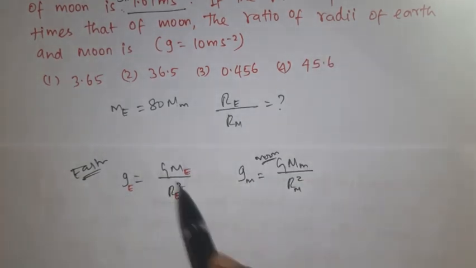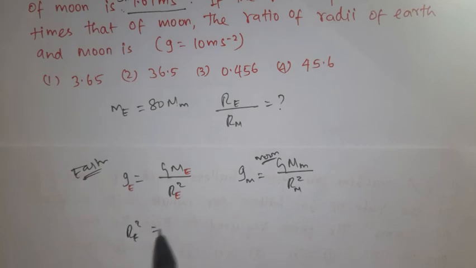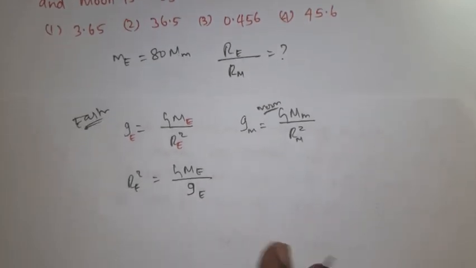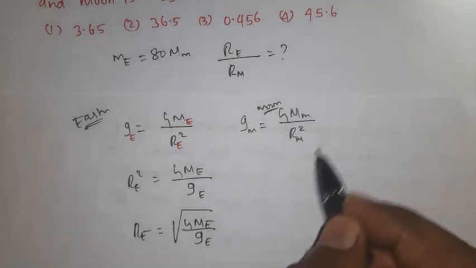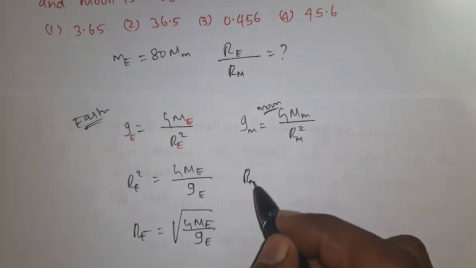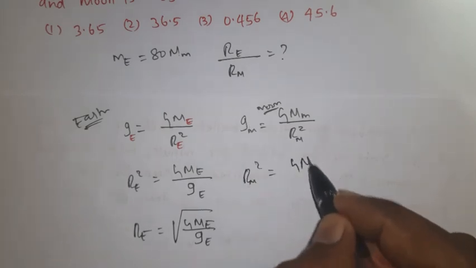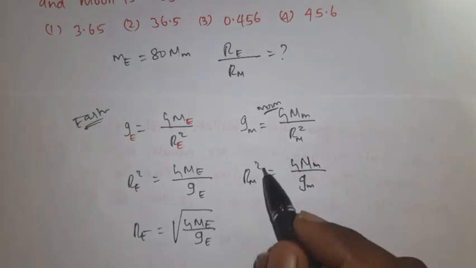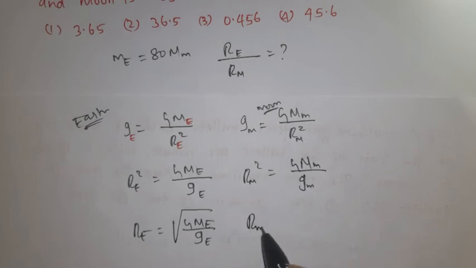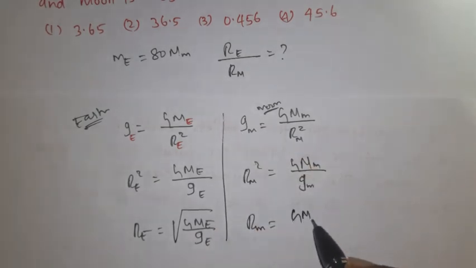So we can find the Re formula. Re square came here, then G will go to the denominator. So G Me by ge. If we take the square root, Re is equal to root of G Me by ge. In the same manner for the moon, Rm square is equal to G Mm by gm. Then if we take the square root, Rm is equal to root of G Mm by gm.